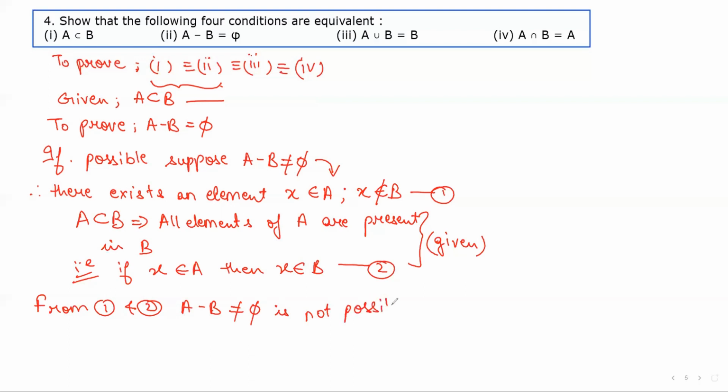That's why we started this statement with "if possible", if at all it is possible. We'll see whether it's possible or not. And we came to a conclusion that it is not possible. Therefore, the opposite of it should be possible, which means A minus B should be equal to ∅. Because if A minus B not equal to ∅ is wrong, then A minus B equal to ∅ should be correct. This is the method of contradiction, where you have come to a conclusion that your first condition is equivalent to the second condition.